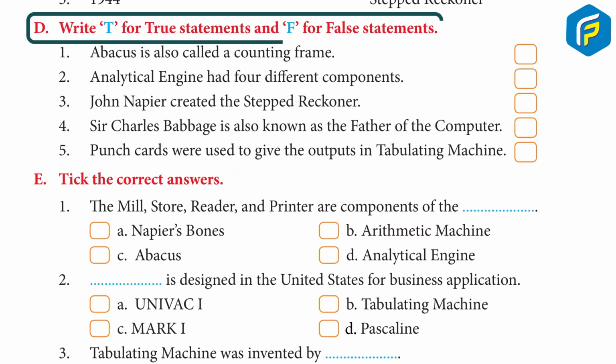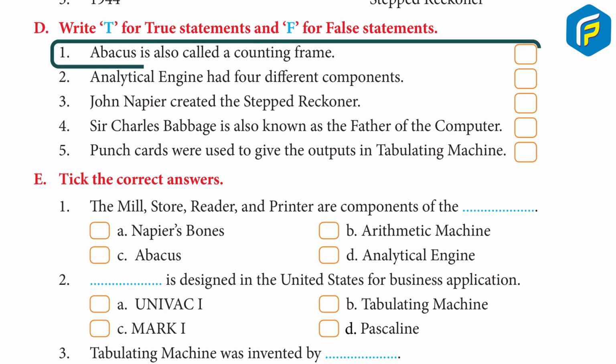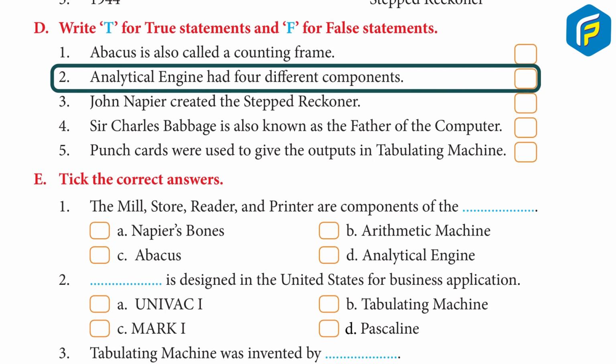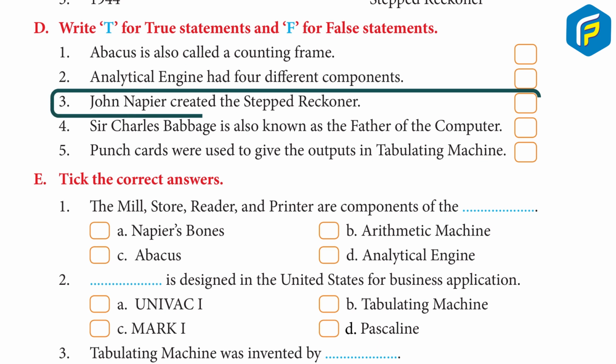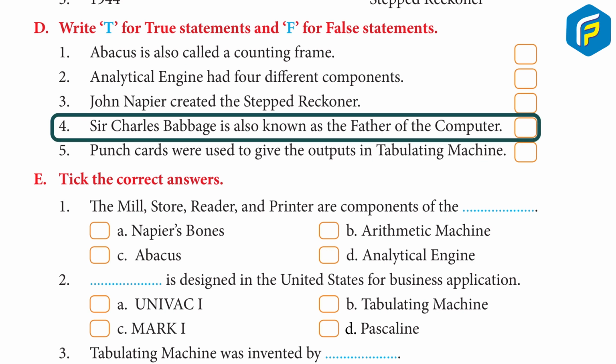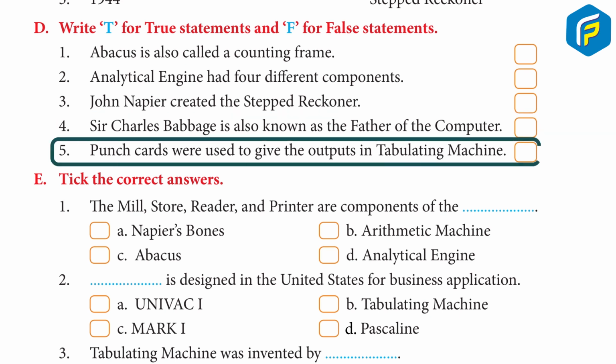D. Write T for true statements and F for false statements. 1. Abacus is also called a counting frame. Answer: true. 2. Analytical engine had 4 different components. Answer: true. 3. John Napier created the stepped reckoner. Answer: false. 4. Sir Charles Babbage is also known as the father of the computer. Answer: true.